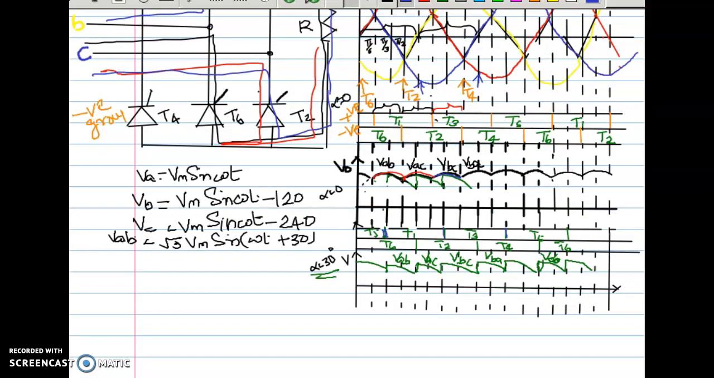See, when T1 and T6 are conducting, during this interval, that means the voltage is VAB. So we get VAB at this point. When T1 and T3 conducting, the voltage is VBC. When T3 and T2 are conducting, VBC. Like that you can draw the output voltage waveform. The shape is slightly different because it starts conducting from this. So there is a cut like this, and it will continue.